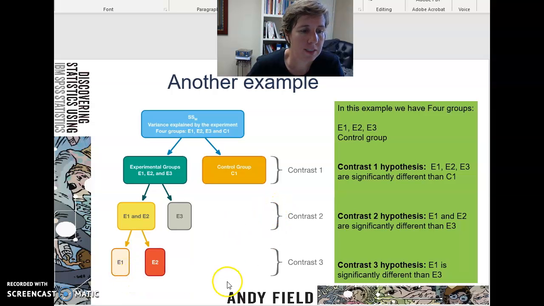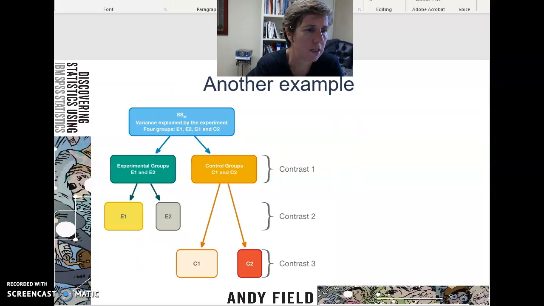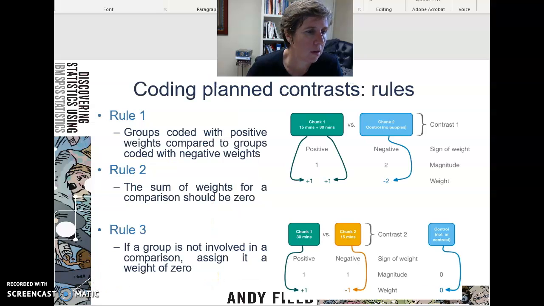So if we have a significant ANOVA, the contrast will then tell us which groups are significantly different from one another. So here is another example. Again, we've got 4 groups, and the first contrast is going to be comparing these two against these 2 control groups, and then it's going to be comparing these 2 groups against each other, and then the control groups against each other. So in the text, it talks a little bit about how do you plan your contrasts.